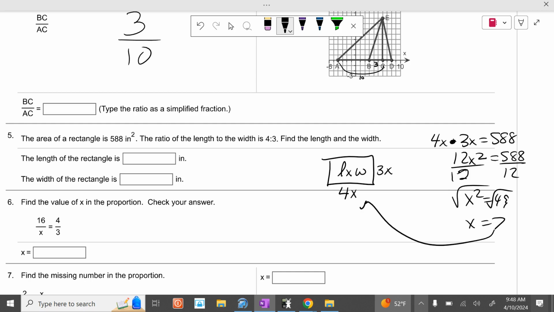So you stick the 7 in for each of the x's. So the length is 28 and the width is 21. And if you take 28 times 21, I bet you get 588.